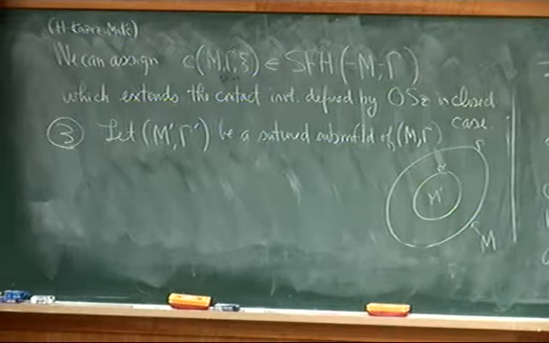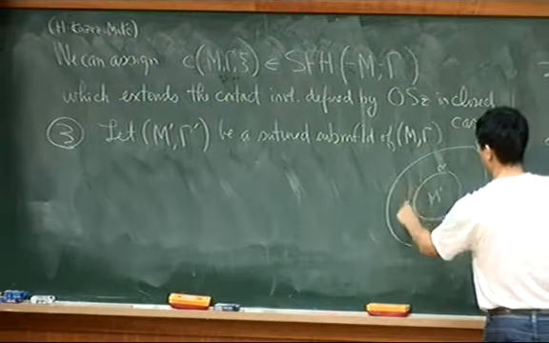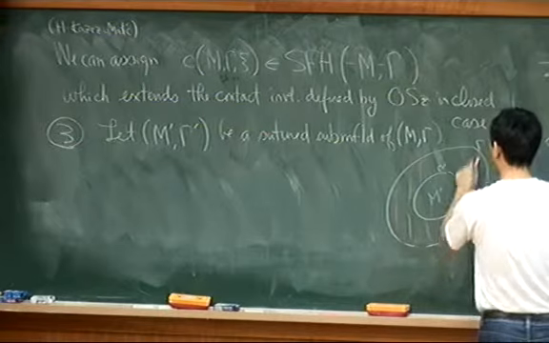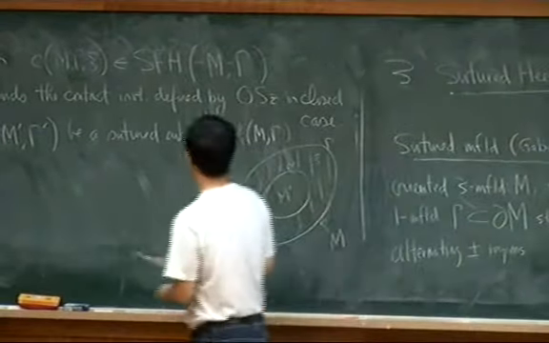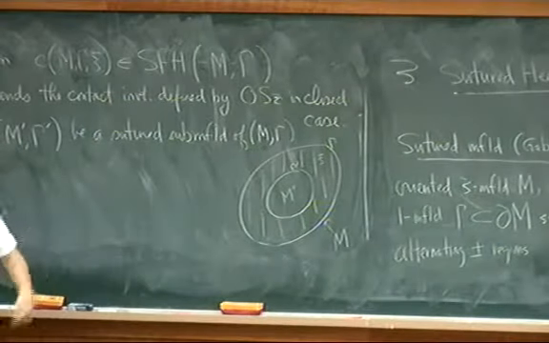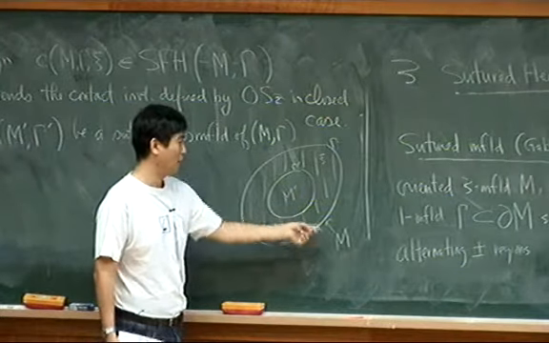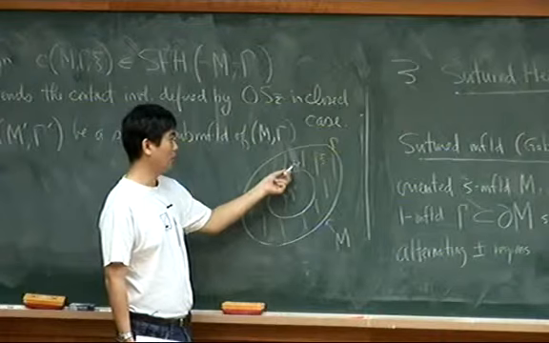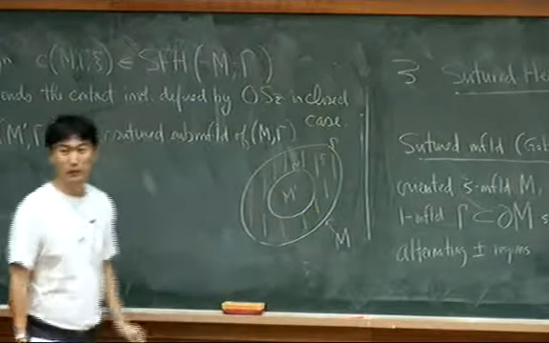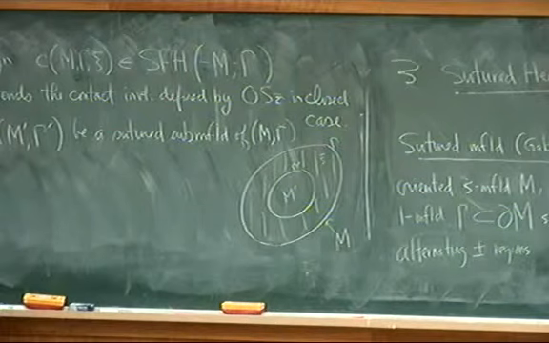And then suppose I have a contact structure in between, a contact structure xi hanging out here. The definition was that you just have a submanifold M' of M, and I just put sutures gamma' on the boundary of M'. So this is a lazy definition.